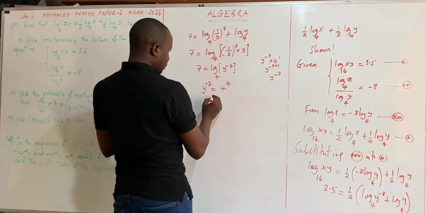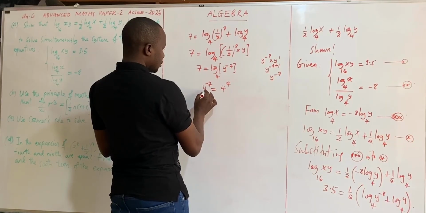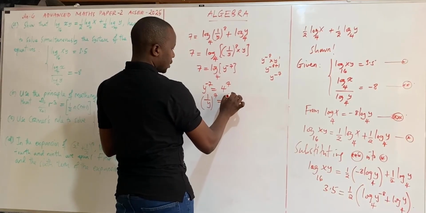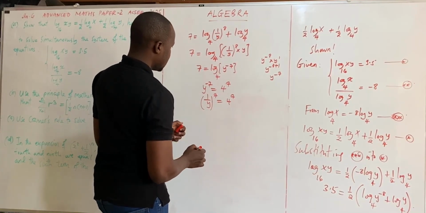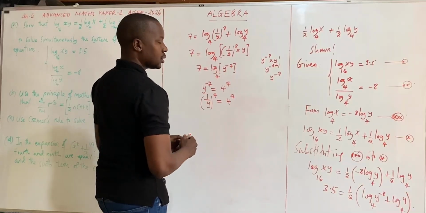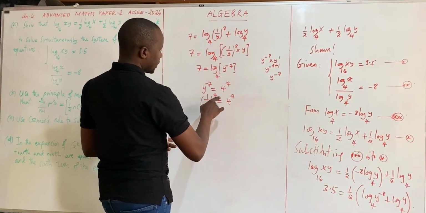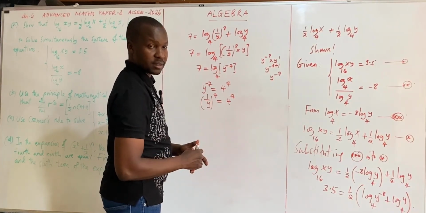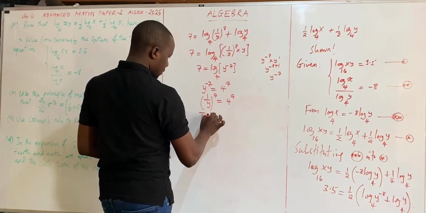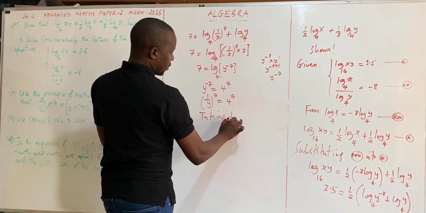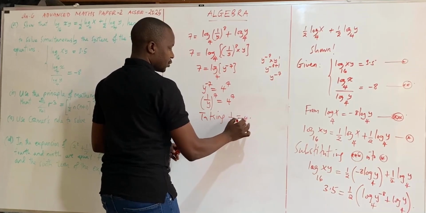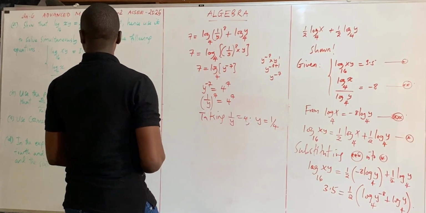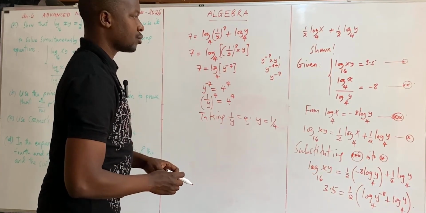So from here, if we find the reciprocal, it will be y raised to 7 positive equals 4 raised to 7. Now from here, the exponents are the same, so we take the bases. So we say, now taking 1 over y equals 4. So when you find the value of y, it will be equal to a quarter, 1 over 4. So from there, we have got y equals 1 over 4.